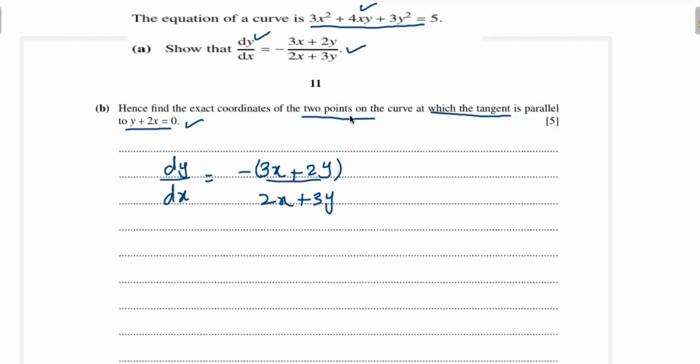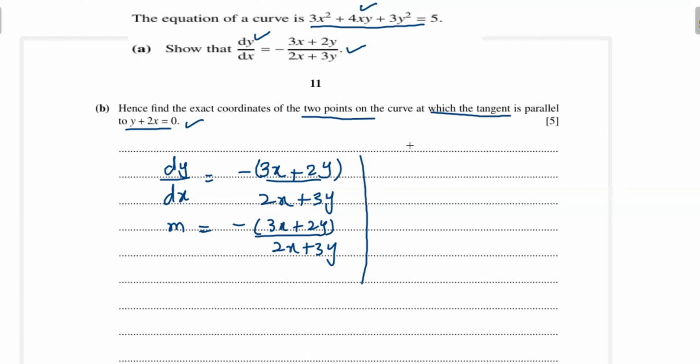And find the exact coordinates of the two points of the curve at which the tangent is parallel to the line y plus 2x equals 0. You see here, this is the equation of the curve and this is the value of dy over dx. And dy over dx shows the gradient of the tangent to the curve. We suppose the gradient of the tangent of the curve, we name it m, and that will be equal to minus (3x plus 2y) over (2x plus 3y).